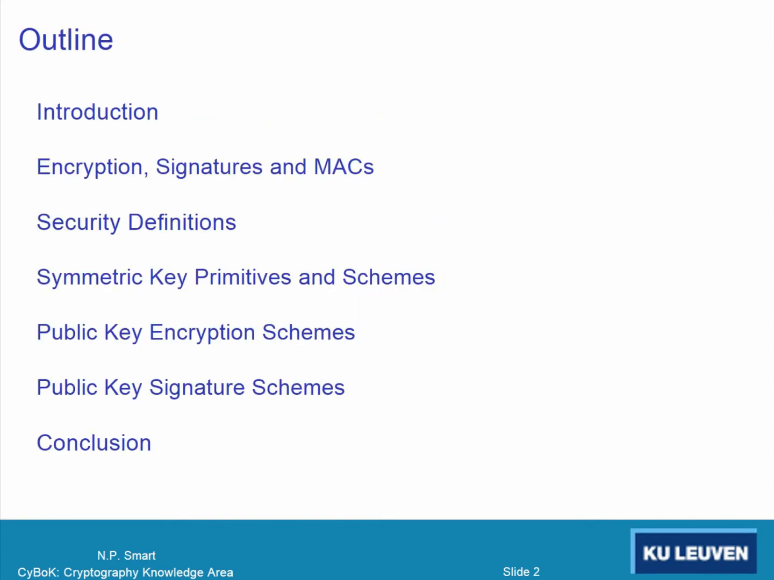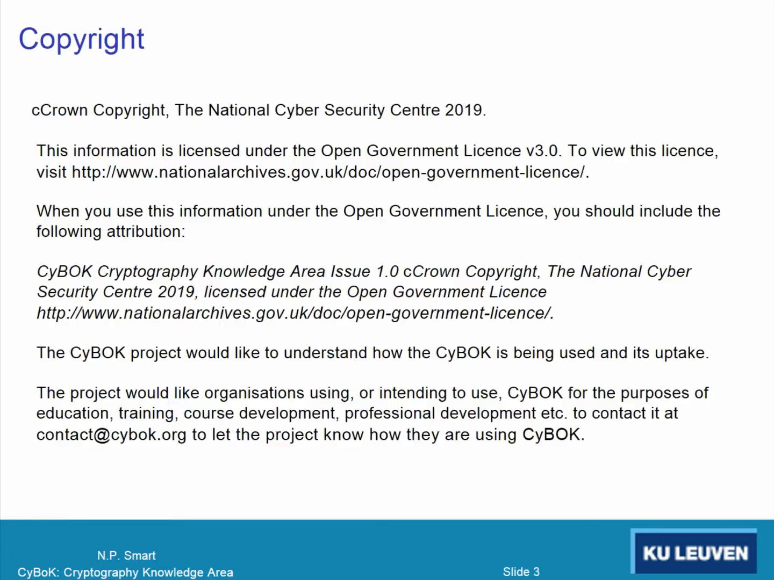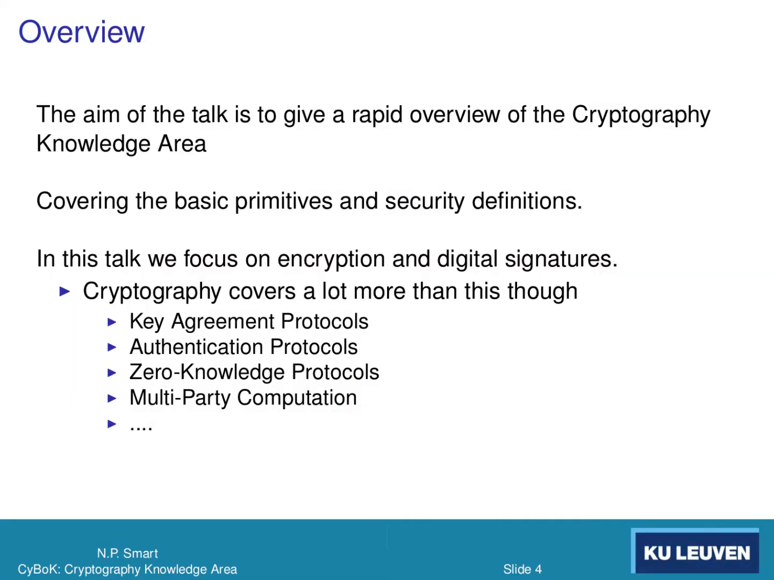I'll give a quick introduction. We'll talk about encryption and signatures. What we're going to really focus on is security definitions, so what it means for things to be secure, and then we're going to look at a bunch of primitives: symmetric key primitives, public key encryption, and public key signatures, and then we'll wrap up with a bit of conclusion. This is the standard copyright. Read it at your leisure.